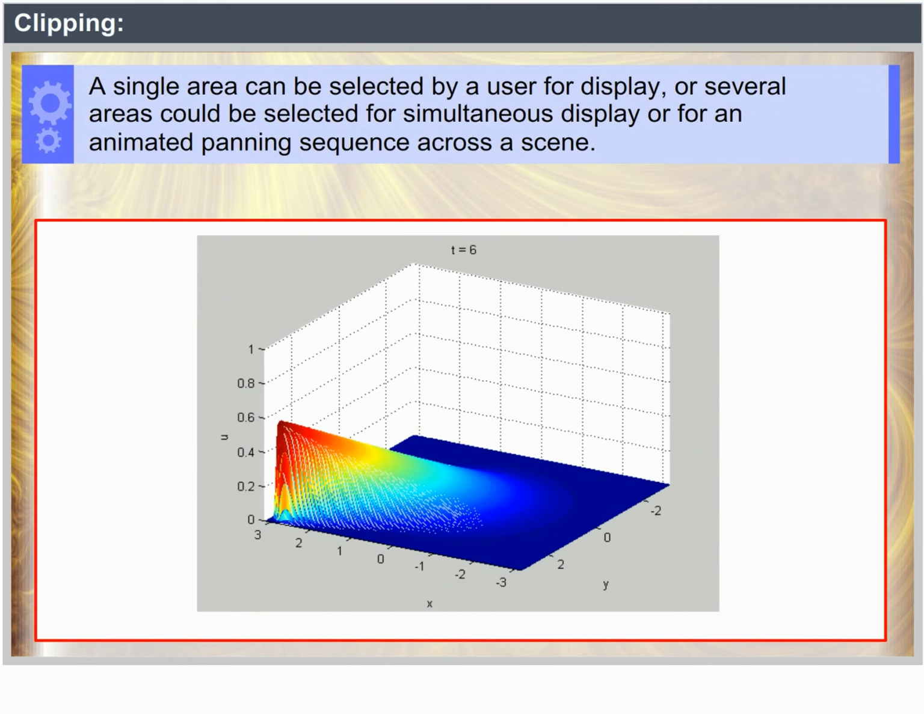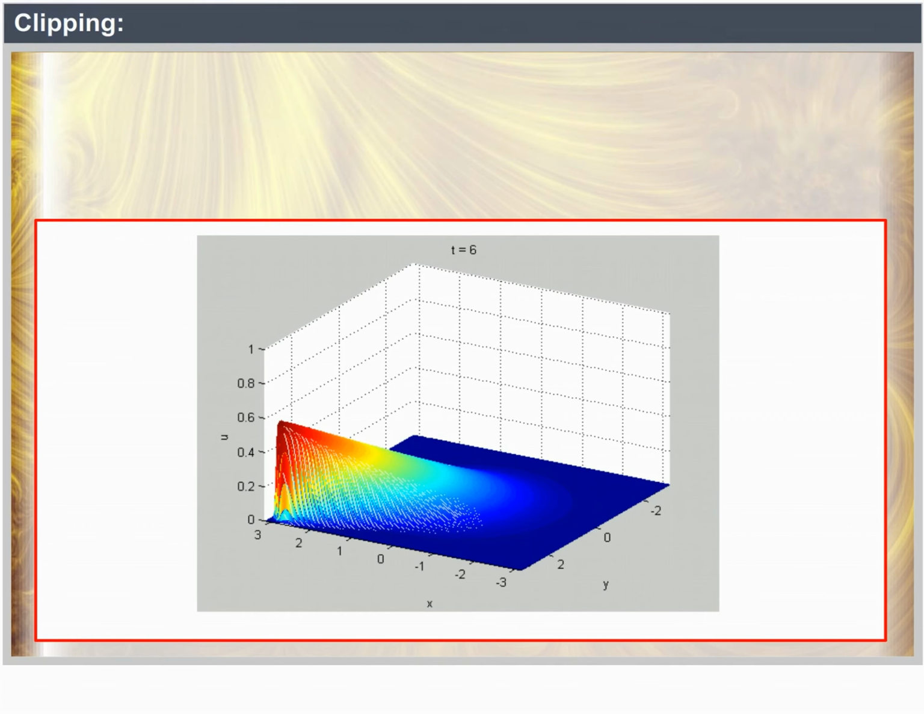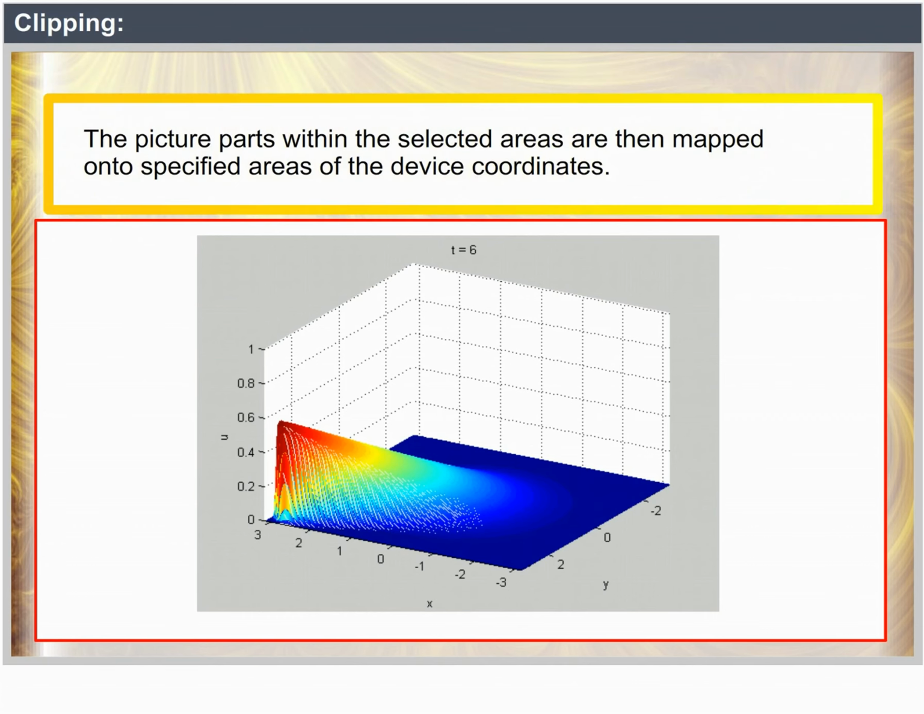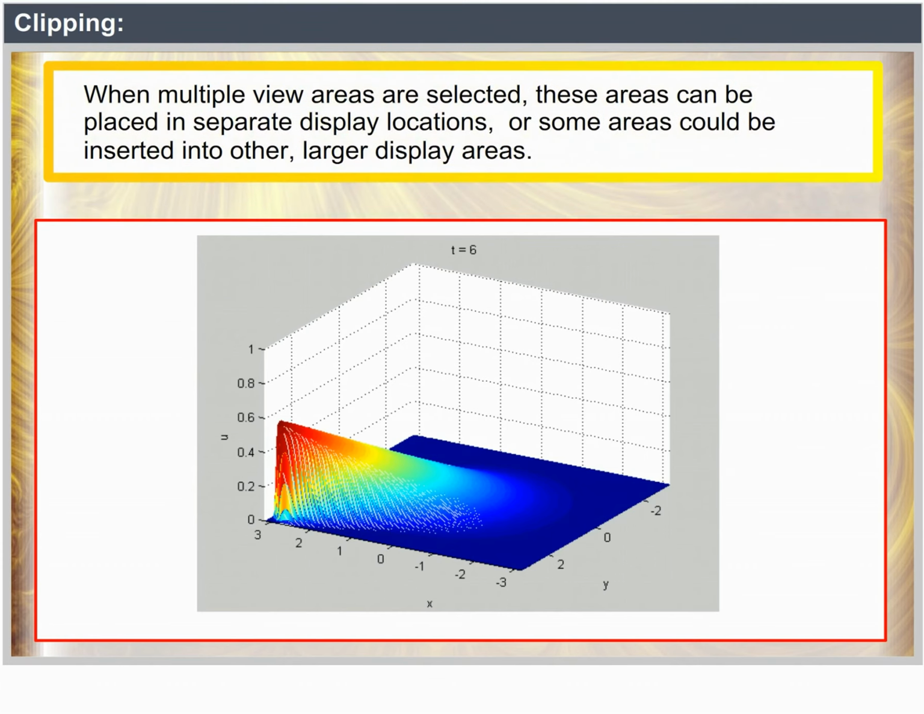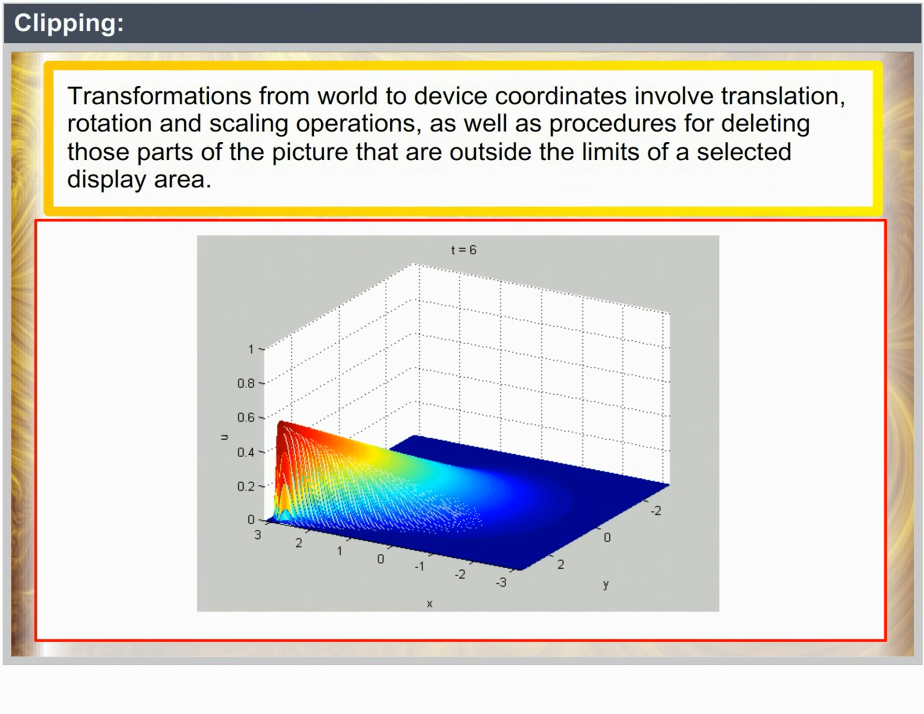A user can select a single area for display, or several areas could be selected for simultaneous display or for an animated panning sequence across a scene. The picture parts within the selected areas are then mapped onto the specified areas of the device coordinates. When multiple view areas are selected, these areas can be placed in separate display locations, or some areas could be inserted into other larger display areas. Transformations from world to device coordinates involve translation, rotation, and scaling operations, as well as procedures for deleting those parts of the picture that are outside the limits of the selected display area.